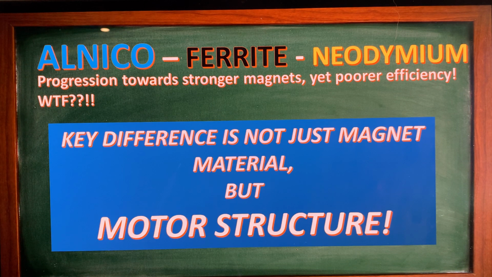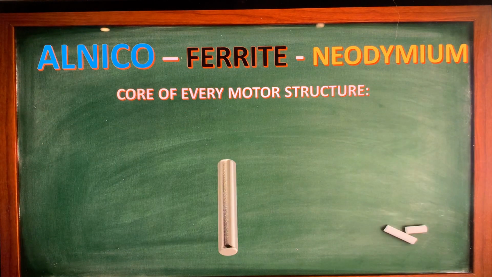I think part of the reason for getting poorer and poorer efficiencies from stronger and stronger magnets is the motor structure. In the case of the ALNICO magnets, the magnetic circuit is near perfect. In the case of the ferrite drivers, the magnetic circuit is very compromised, and in neodymium it is the most compromised of the three. So now let's take a deeper look into the subject.